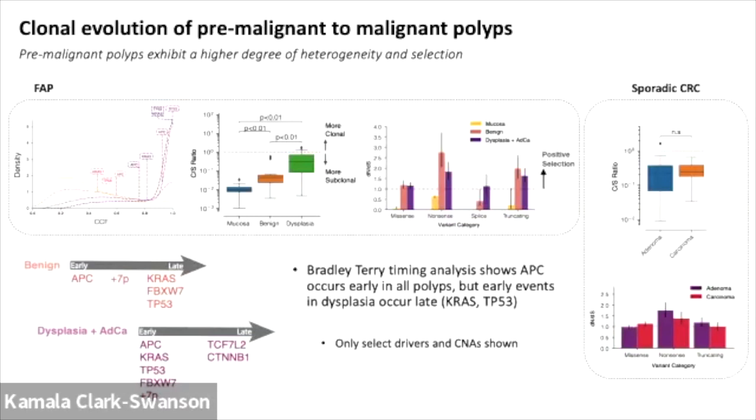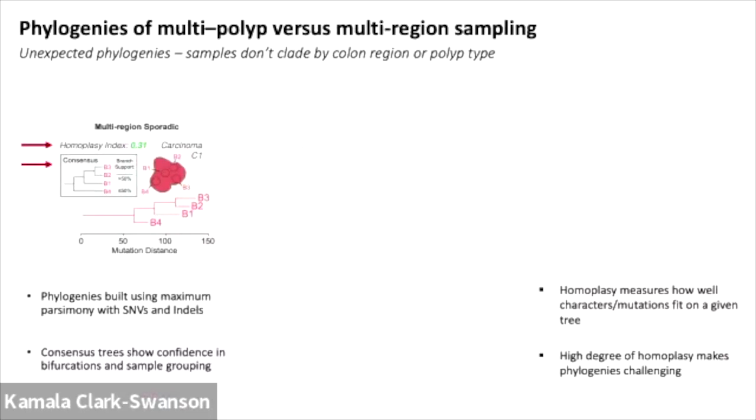We also used a Bradley-Terry timing analysis to look at the preferential ordering of these driver mutations. In the benign samples, APC is always preferentially early as the first driver event, and the late events tend to be KRAS and TP53. This dovetails nicely with the dysplastic samples, where the events that are late in the benign samples tend to emerge as early in dysplasia and adenocarcinomas.